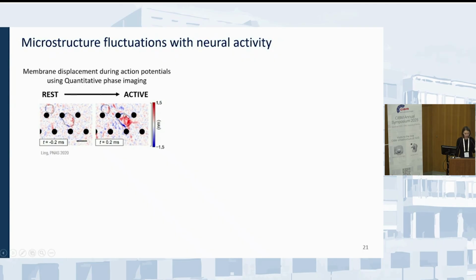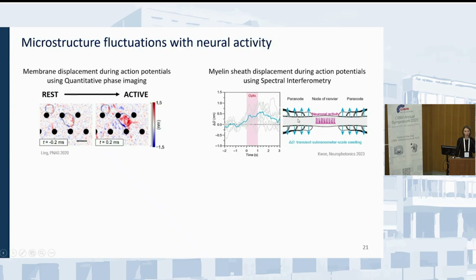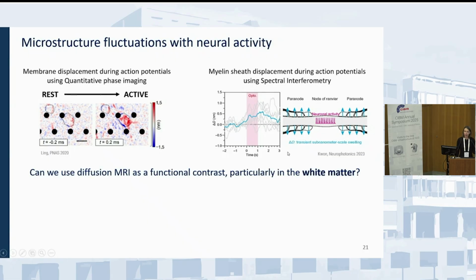So here you can see that the neuron cell body, the soma, is displaced temporarily, so are the dendrites. And people have also shown this in the white matter, actually, that there is a transient swelling in the myelinated segment of the axon as the train of action potentials is going through, that then goes back to baseline. So this effect is actually real. And so because diffusion MRI is so exquisitely sensitive to this microstructure, the question is, can we use it as a functional contrast, and particularly in the white matter?